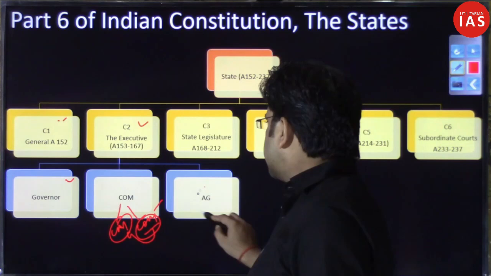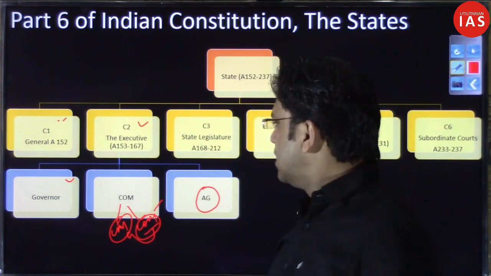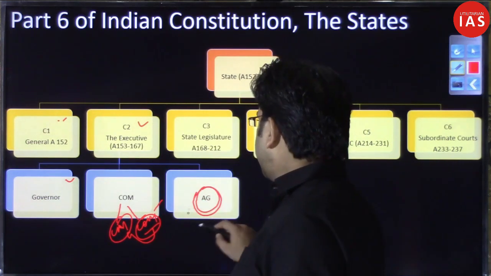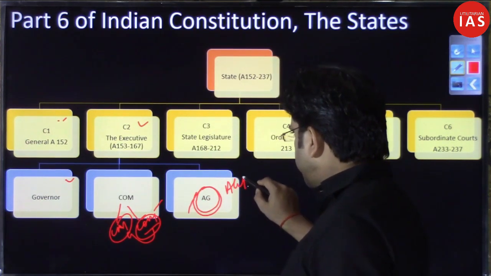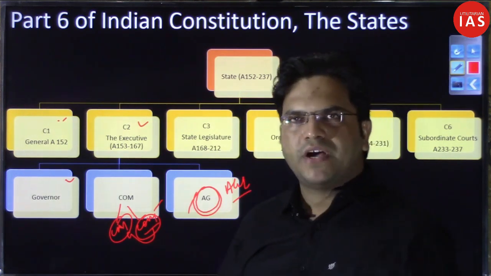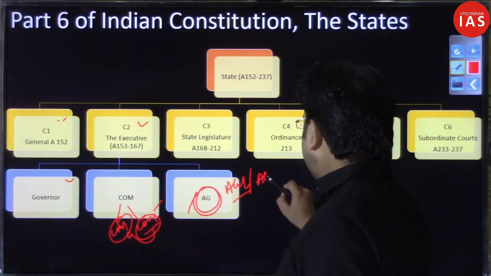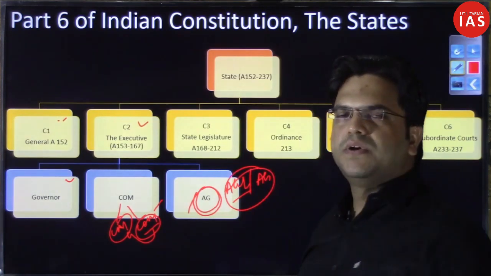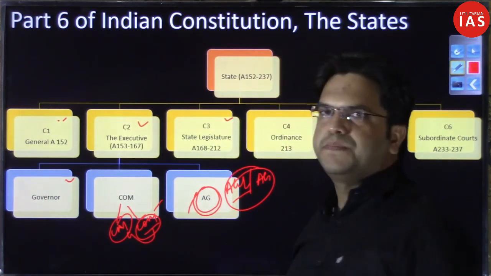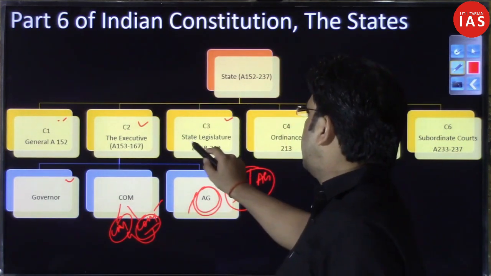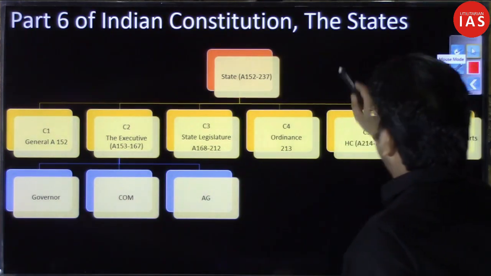As far as the Advocate General is concerned, we will discuss it when we discuss the constitutional bodies. In response to the Advocate General, the Attorney General of India is also pending from when we were discussing Part 5 of the Indian Constitution. So the Attorney General of India and the Advocate General will be done together when we discuss the constitutional bodies. Now we are entering the 3rd chapter, which will deal with the state legislature. I hope the contours or the scope of this video are understood.